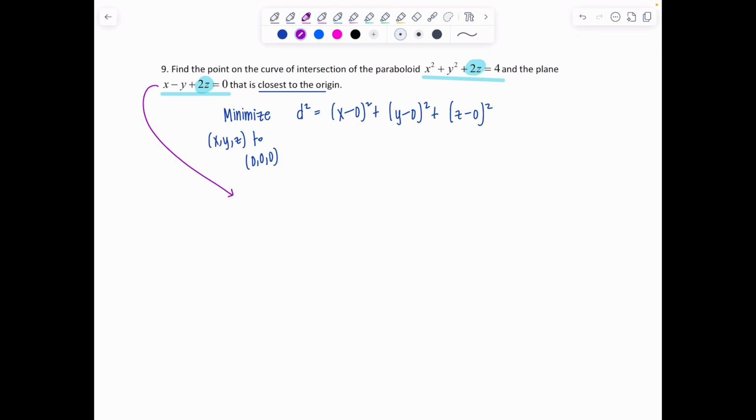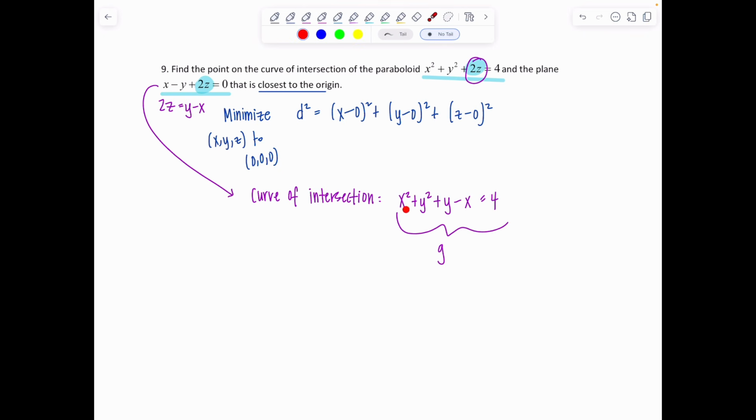So let's do that. The actual curve of intersection, if I just solve for 2z here, 2z equals y minus x, right? And then sub it in here, it's x squared plus y squared plus y minus x equals 4. So I will use this as my one and only constraint. And notice it only involves x and y. So then I can just minimize the distance, not worrying about the z coordinate. So we're just going to let f of x, y be x squared plus y squared. That's what I want to minimize.